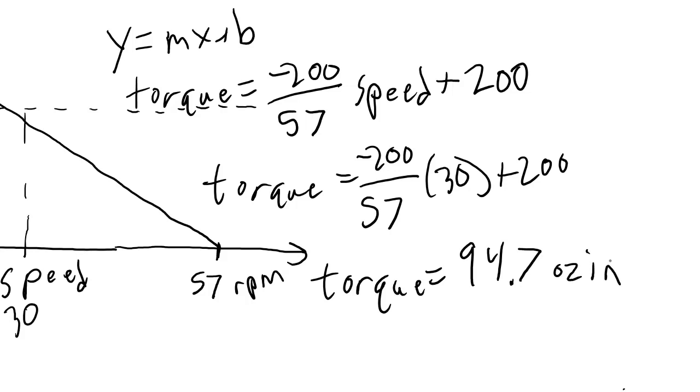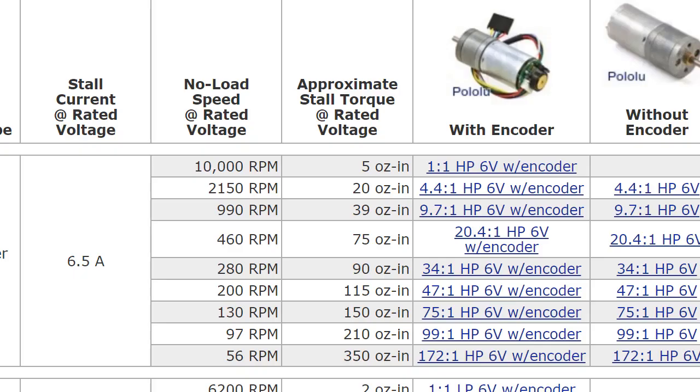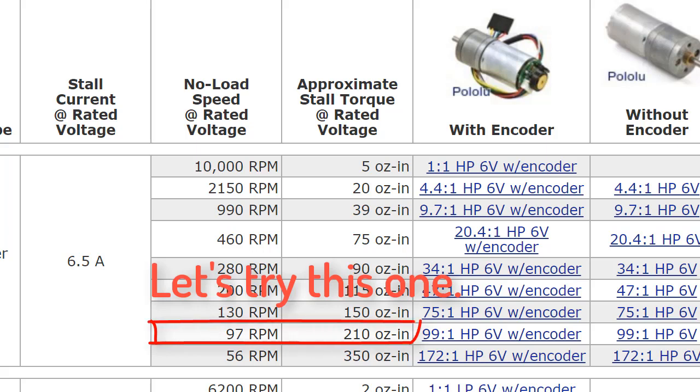We have 94.7 ounce-inches of torque, but we need to have 140. So this motor is not going to work for our application. Back in Payload, we can select a different class of motors and see if a slightly higher power motor would work for us.